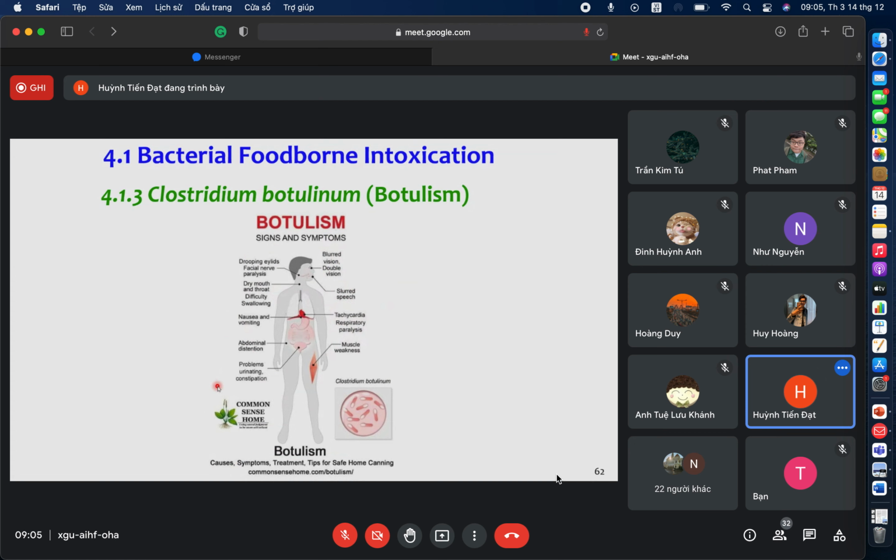Botulism is a very strong toxin. So what do you call botulism in Vietnamese? Any ideas? Not yet, right? Okay, later on you can discover this one. This one is popular.